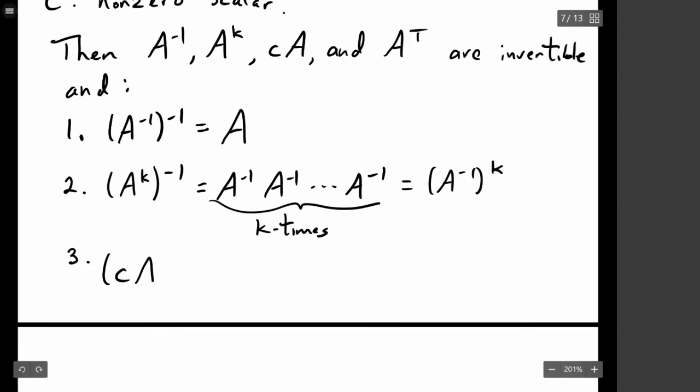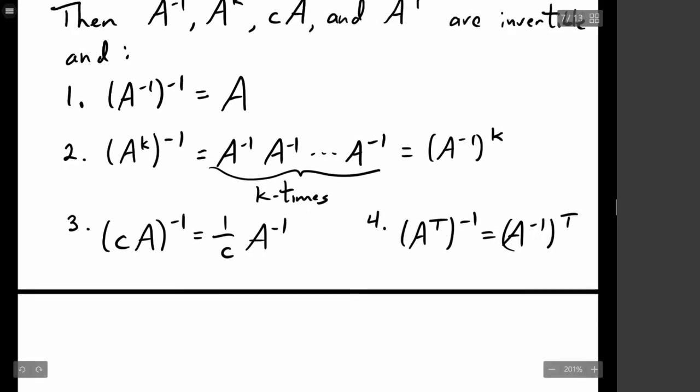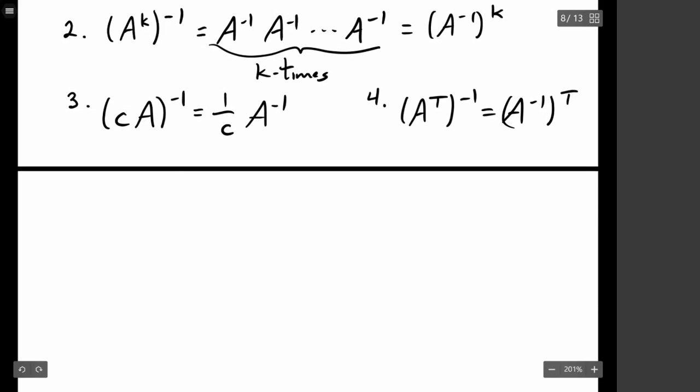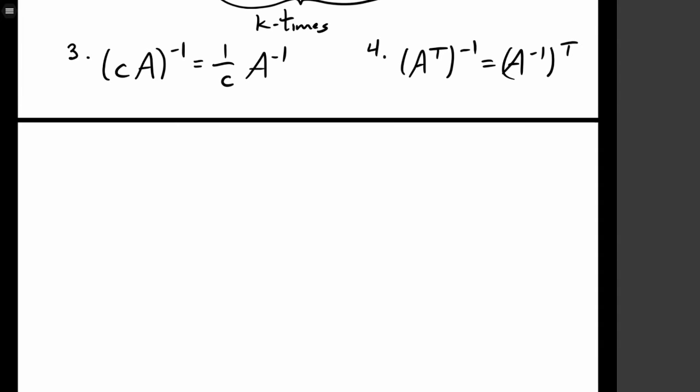Third, if we take a scalar C times A and invert it, that's going to be 1 over C times A inverse. And the fourth one, if we take the transpose and invert that, that's equal to the inverse transposed. So there are some pretty interesting things we get out of this. Now, as an example, let's see how we can prove this kind of stuff.